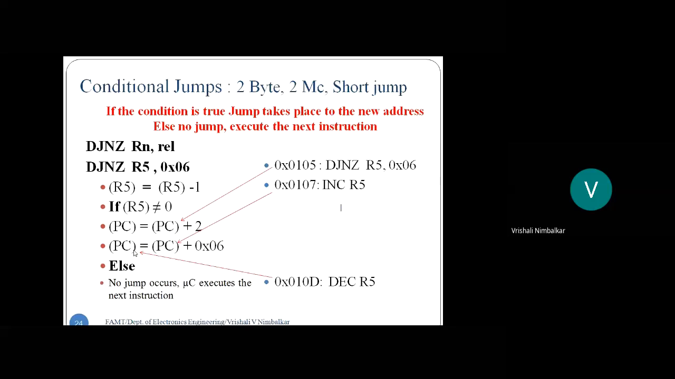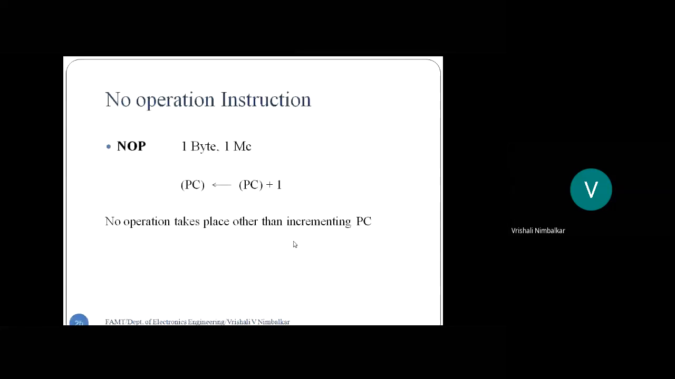Okay, so calculate the jump address in program counter. So they might give you something like this program. Right, now let us go to the next instruction, and that is no operation, NOP. NOP, that's it. That's an instruction, NOP, no operation. It is a 1-byte-1 machine cycle.